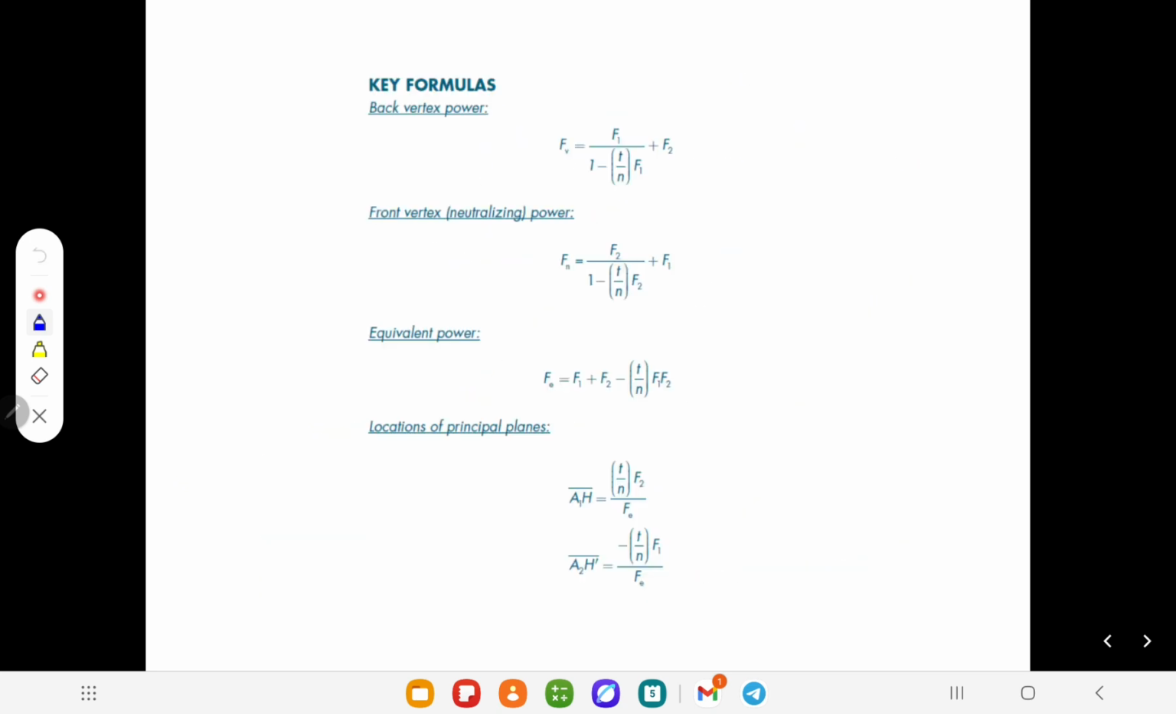And finally, just remember, when you are talking about back vertex power, which is prescribing power, or front vertex power, which is neutralizing power, that F1 divided by 1 minus T divided by N F1 is always the downstream version of the F1 surface towards F2, and in this case the downstream version of the F2 surface up to F1. The direction of light is different in both cases. So it's very important clinically, back vertex power and front vertex power.